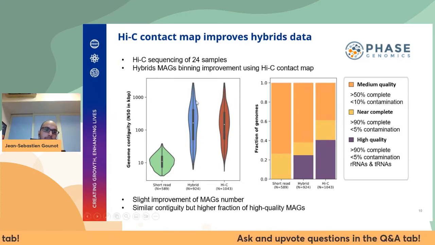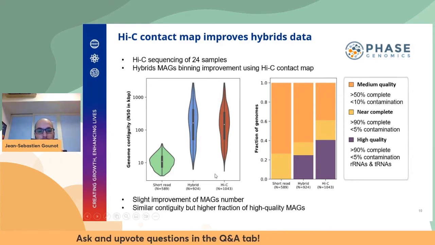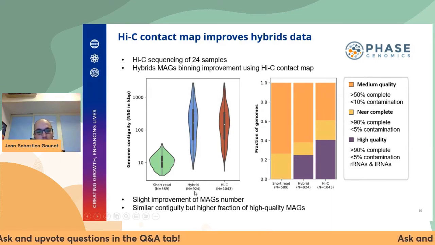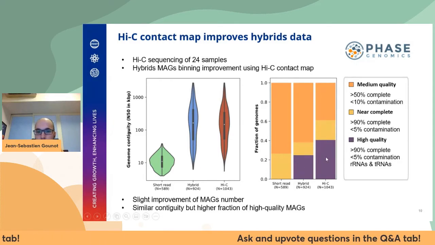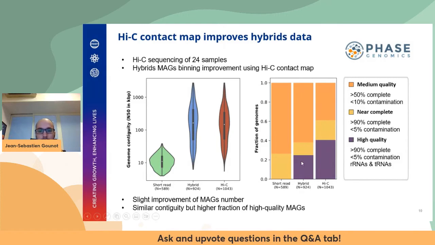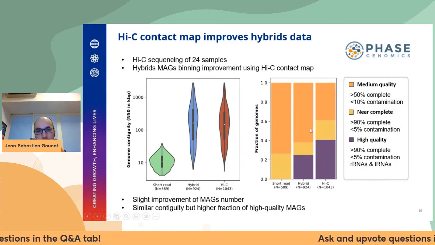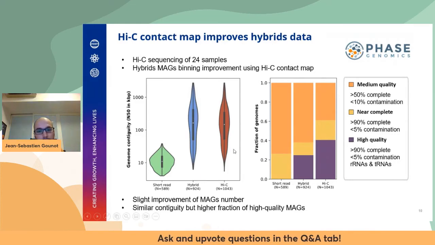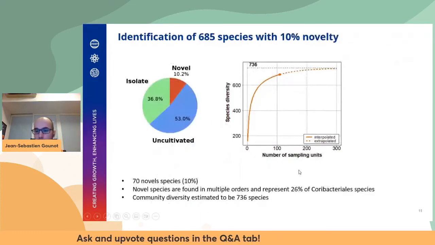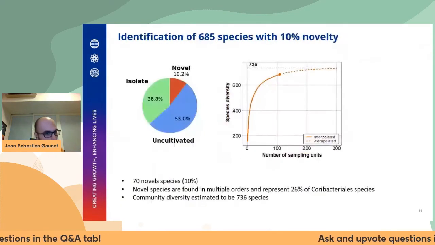The HiC contact mapping helped to bin the hybrid contigs we have before. And what you can observe using this data is that the contiguity doesn't change. We have a slight improvement in the number of MAGs, going from 924 to 1043. But what is more important is that the fraction of high quality MAGs really increased using the HiC data. So the HiC data improves the overall MAG quality. The improvement is not very significant when you look at contiguity, but if you're looking for very high quality MAGs, it's actually interesting to do HiC.